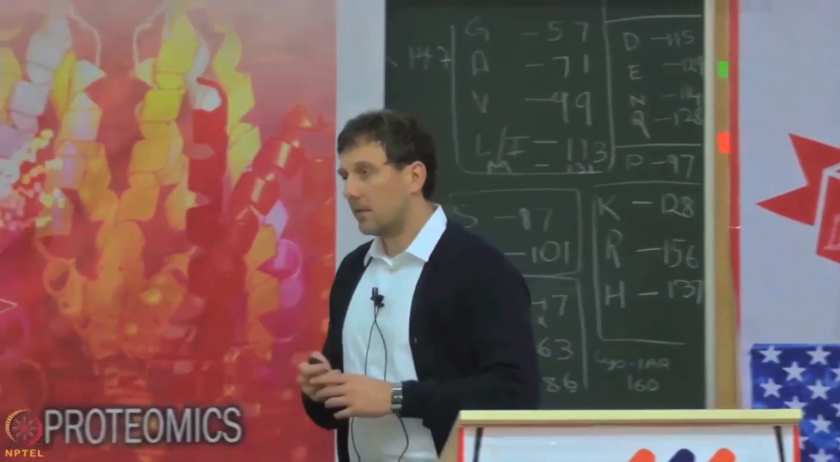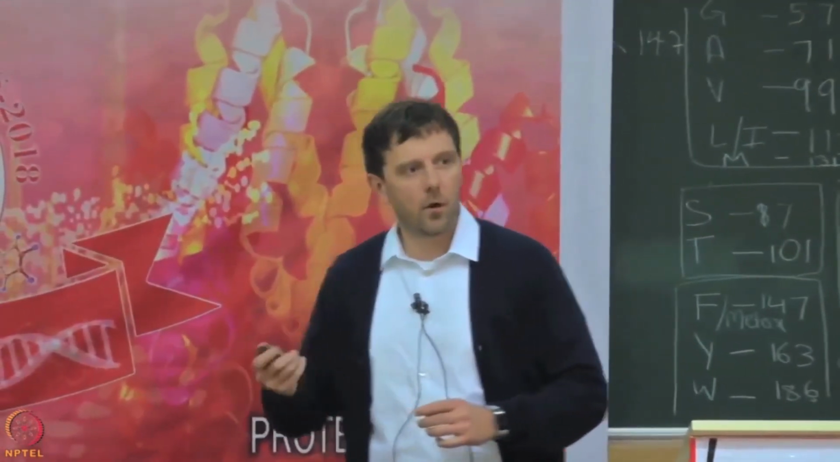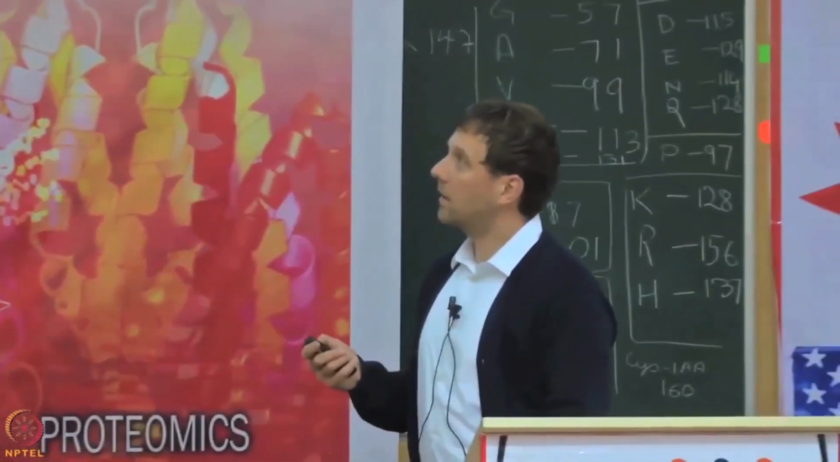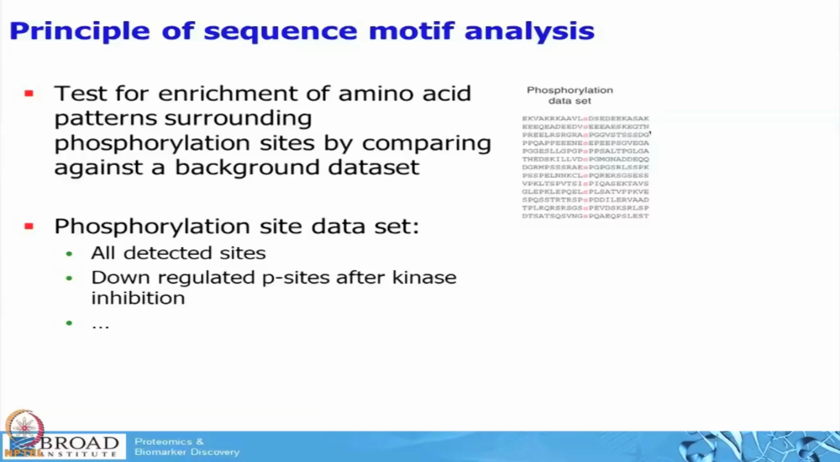There are many tools that can generate these kinds of logos and perform these enrichment analyses. The common principle of these tools is that you test for enrichment of amino acid patterns that surround the phosphorylation site, and you compare it against some background data set. So, for example, you have your phosphorylation site data set that you've acquired in your lab.